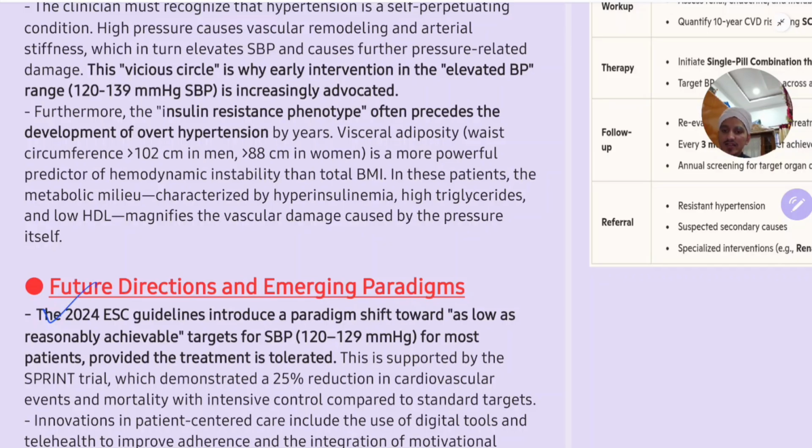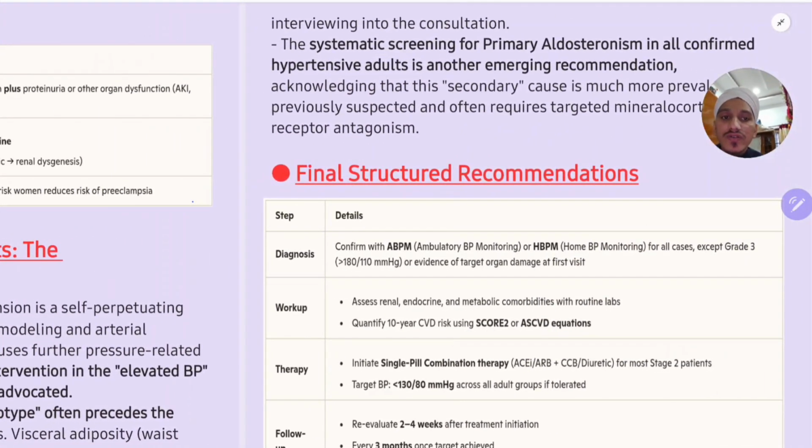compared to standard targets. Innovations in patient-centered care include the use of digital tools and telehealth to improve adherence, and the integration of motivational interviewing into the consultation. The systematic screening for primary aldosteronism in all confirmed hypertensive adults is another emerging recommendation.